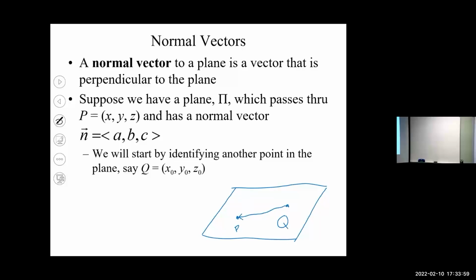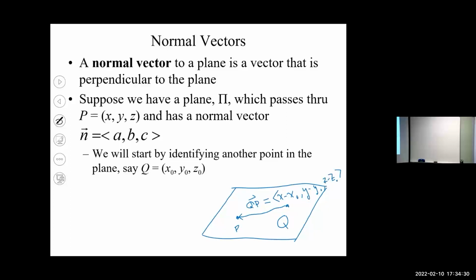Okay, well, let's think about the components. I think this is going to be the opposite of what I have on my slide, but that's okay. Let's think about the components of QP, right? Remember, it's ending minus beginning point. So the components will be x minus x0, y minus y0, and z minus z0. All right, so that's that.